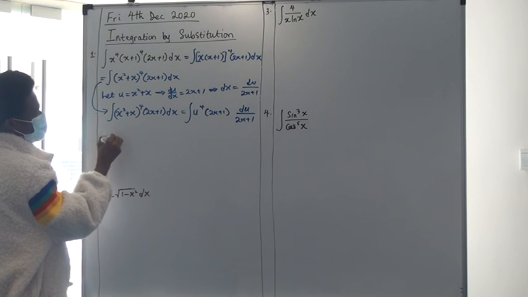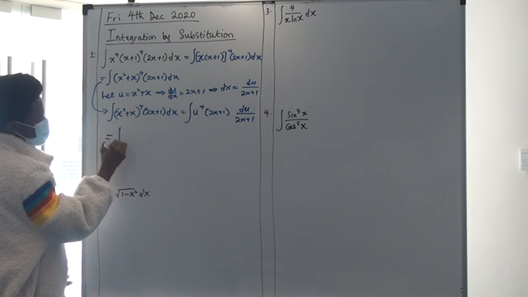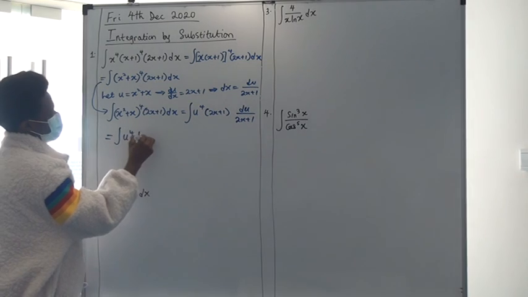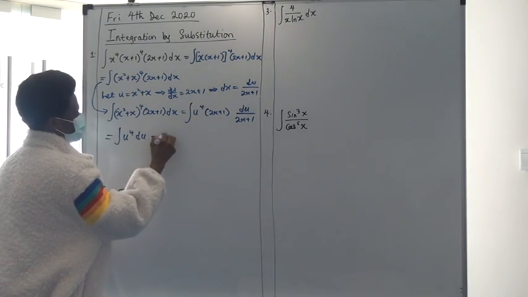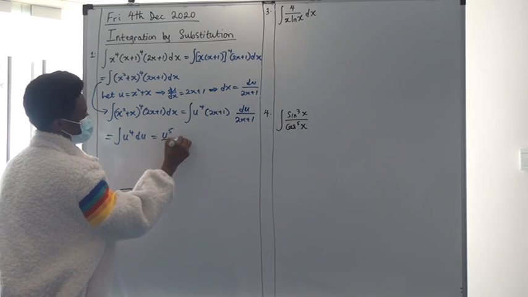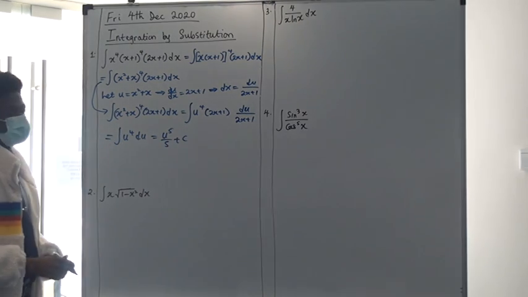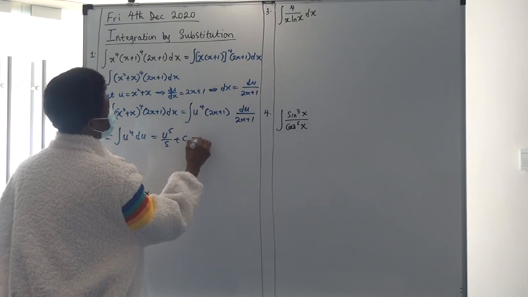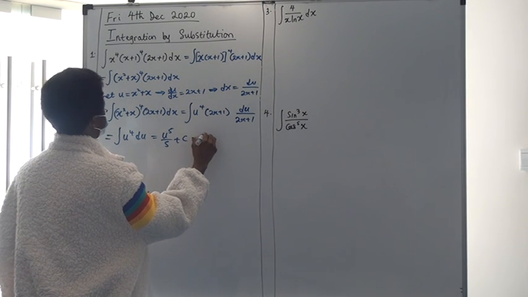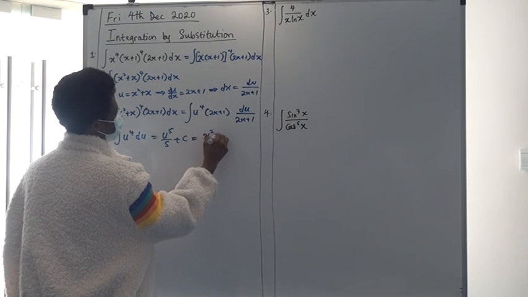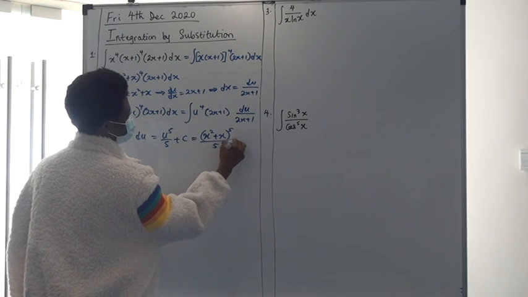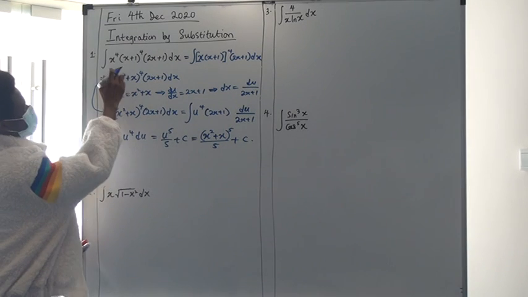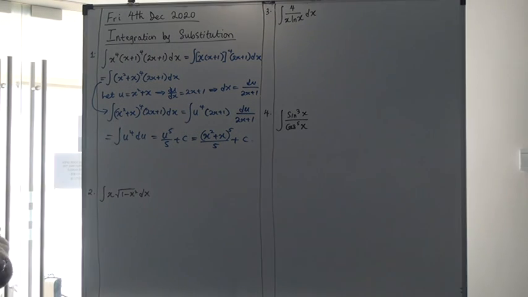Okay, so this becomes integral u to the power 4 du. That's the whole idea. And that will be u raised to the power 5 divided by 5 plus c, right? And if you put your u back, you get, what's our u? Okay, x squared plus x to the power 5, everything over 5 plus c. You don't have to break it down into this again, no. Okay, and that's that about that.